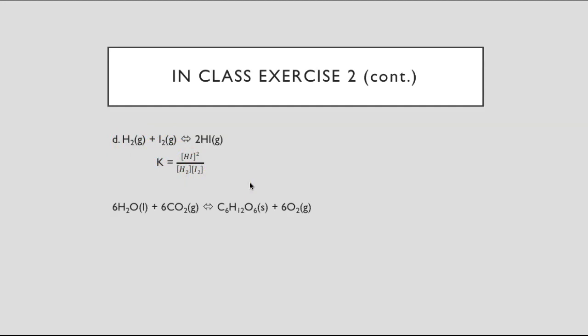And then the last one, which is E, and it's not labeled E on here, I apologize. But you have, again, a solid and a liquid in here, so those are left out. So the equilibrium expression is just going to be the concentration of oxygen raised to the 6th power divided by the concentration of CO2 also raised to the 6th power.